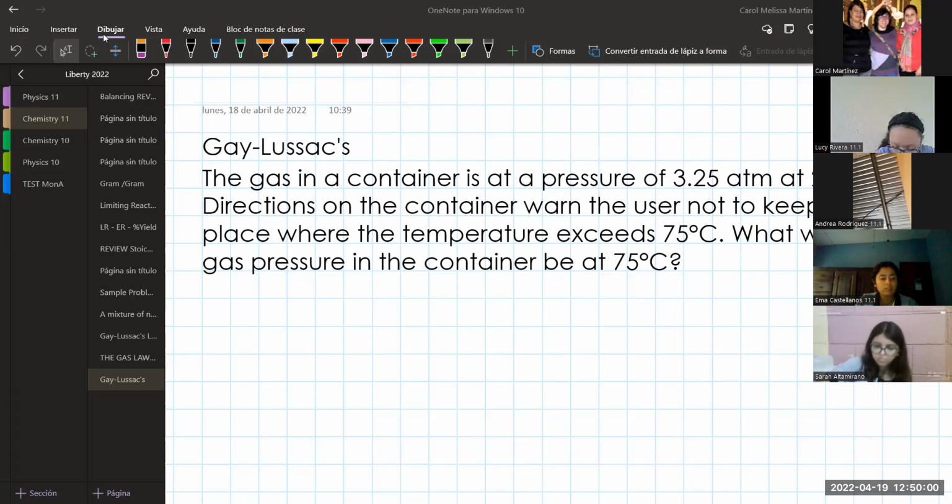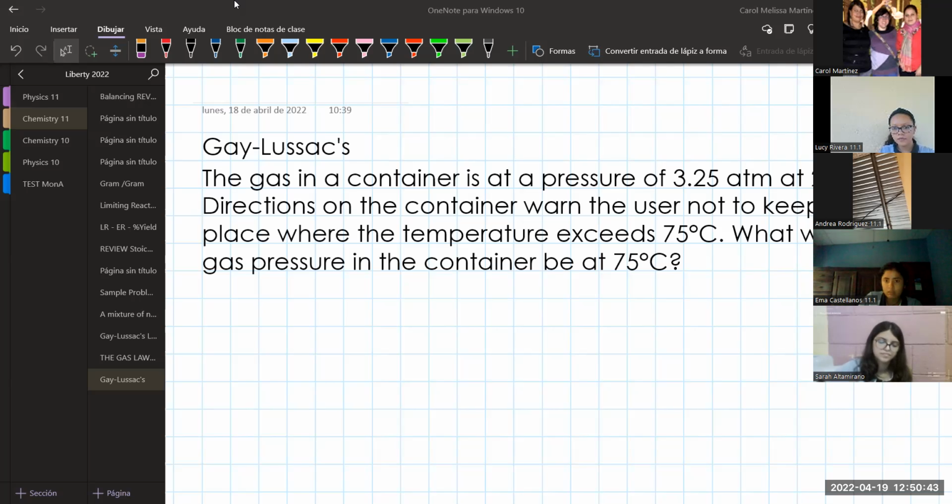Okay, in Gay-Lussac, we're going to have one condition. In this case, we're talking about a gas in a container at a pressure of 3.25 atmospheres at 21 Celsius. According to the directions on the container, it warns the user not to keep it in a place where the temperature exceeds 75 degrees Celsius. What would the gas pressure in the container be at 75 degrees Celsius?